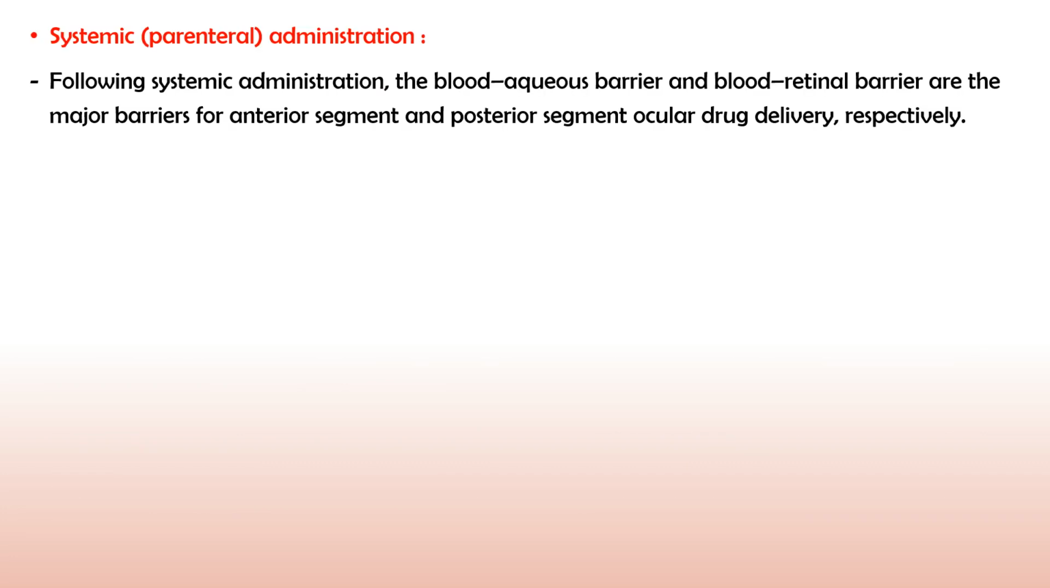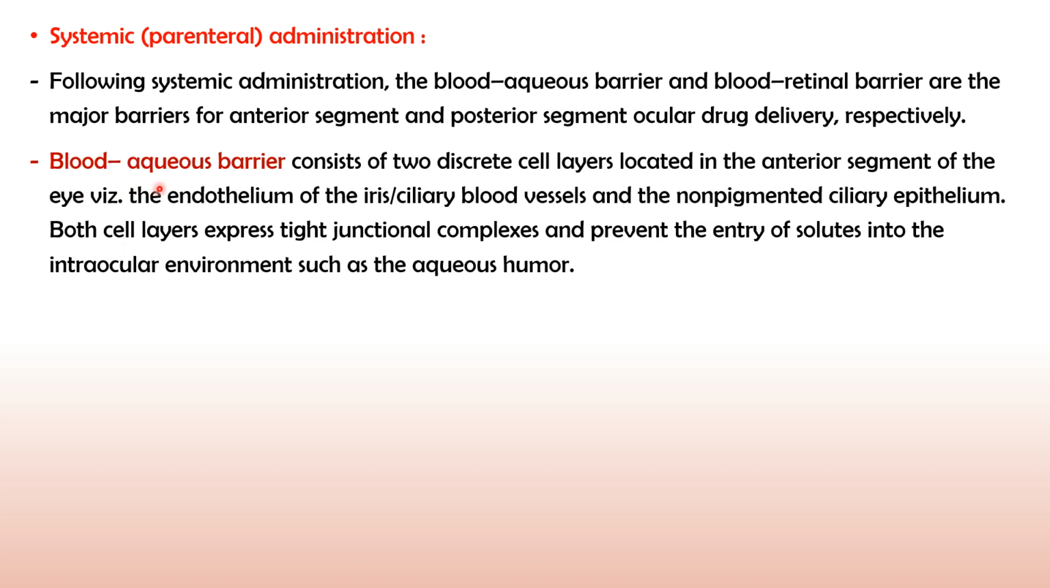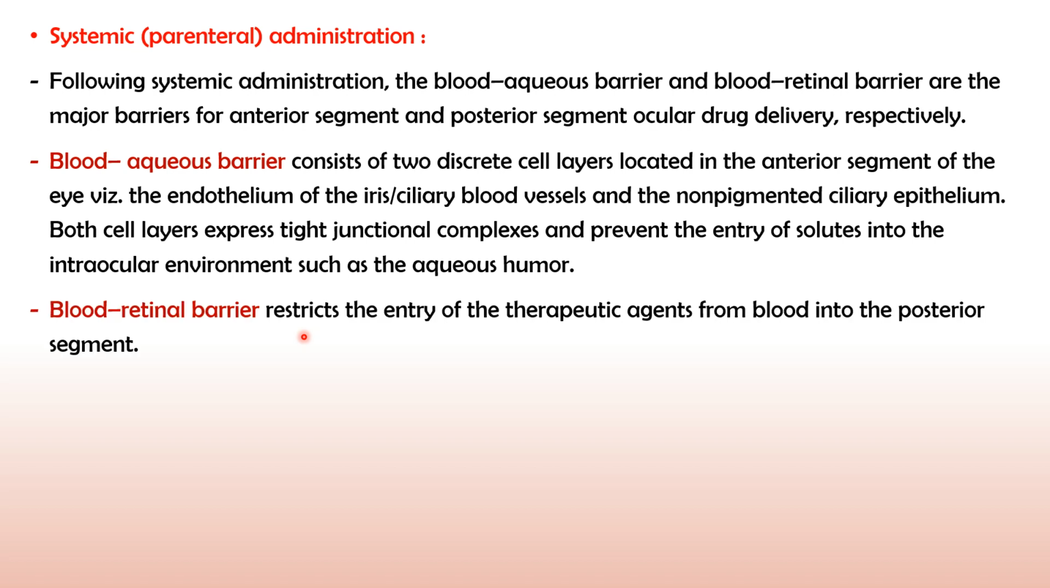Now let us see what are the barriers for systemic administration. The major barriers are the blood aqueous barrier and the blood retinal barrier, for the anterior and posterior segment respectively. The blood aqueous barrier consists of two cell layers and is located in the anterior segment. The first is the endothelium of the iris or the ciliary blood vessel, and the second is the non-pigmented ciliary epithelium. Both these cell layers express tight junctional complexes and prevent the entry of solutes into the intraocular environment such as aqueous humor.